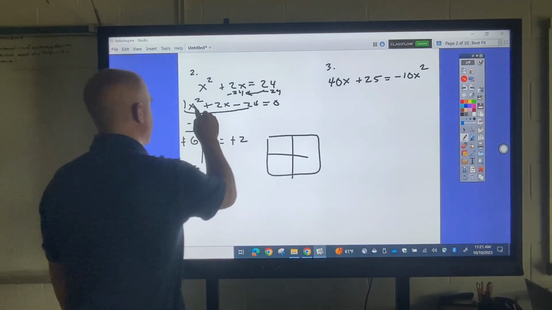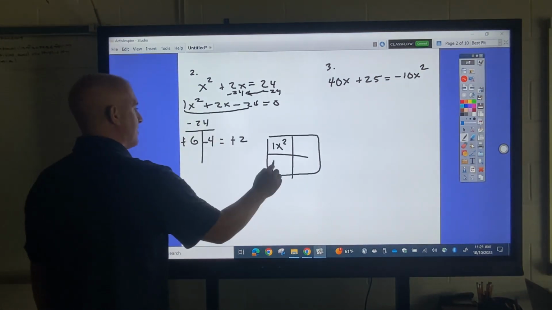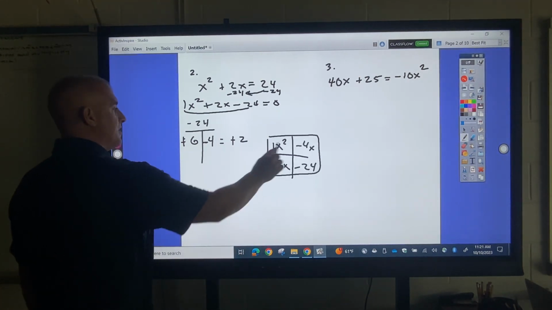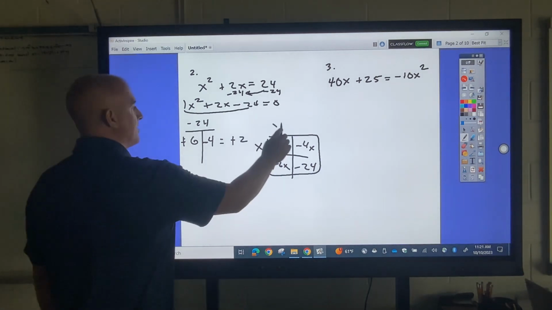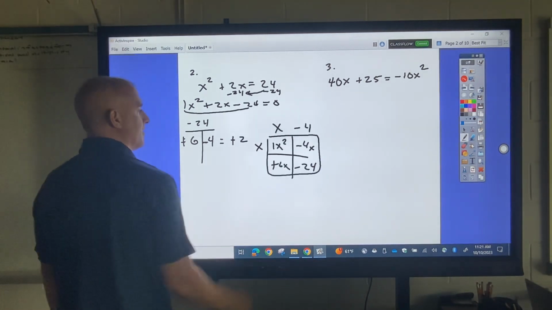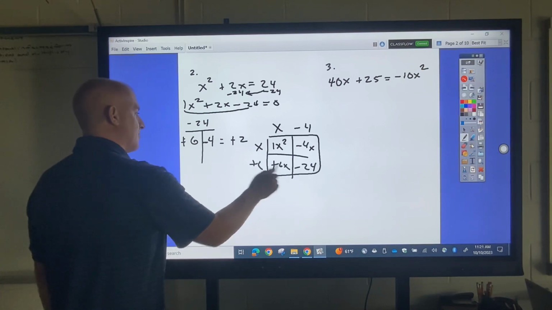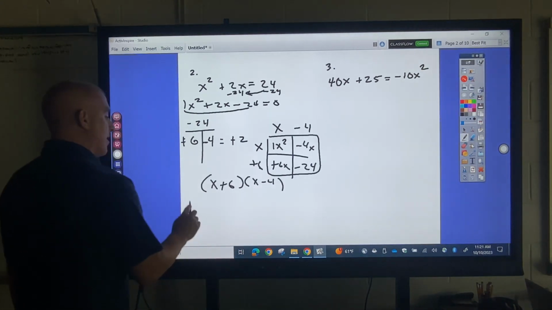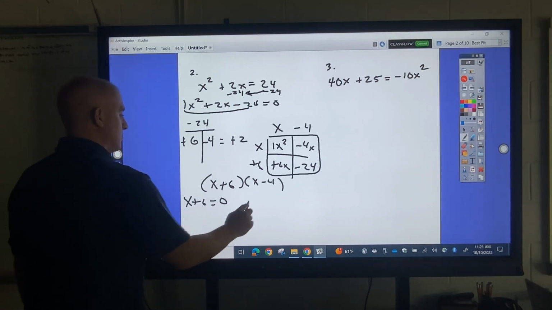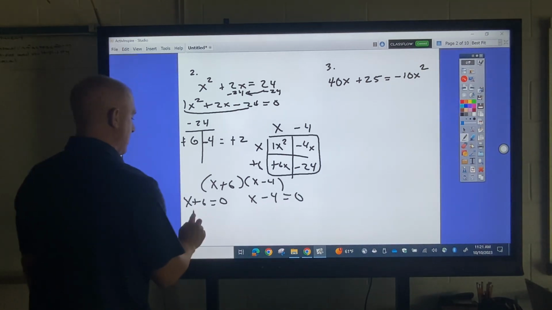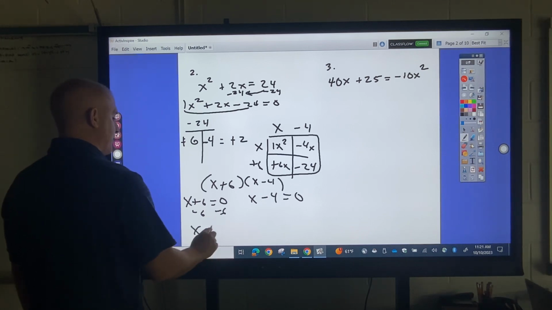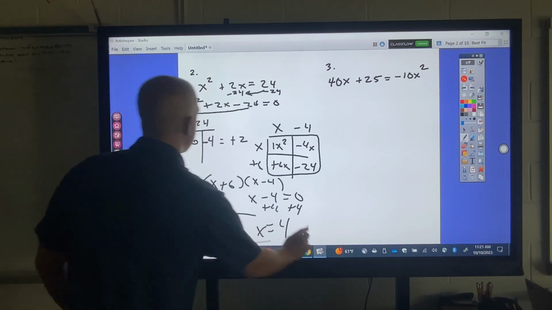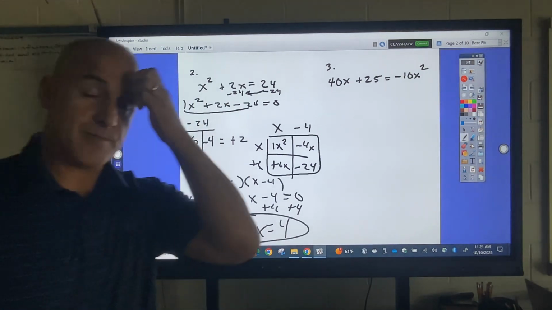So I've got 1x squared, positive 6x, minus 4x, minus 24. Now the GCF out of this one is x. x times x gives me this. x times negative 4 gives me that. x times 6 gives me that one. So here are my factors: x plus 6, x minus 4. How would I solve those? Set those equal to 0. Subtract 6, that's x equals negative 6. Add 4, x equals 4. Make sure you have the correct order.